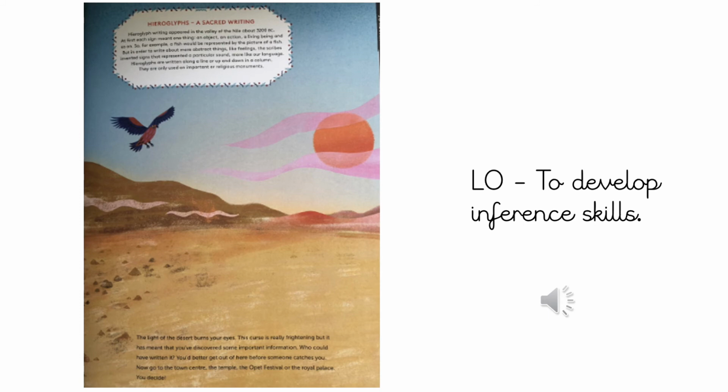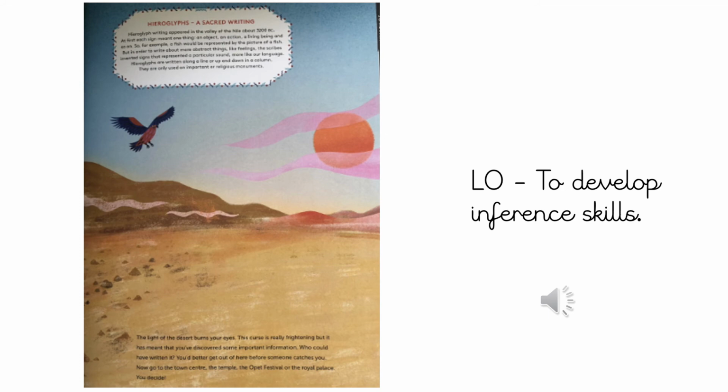Hieroglyphs, a sacred writing. Hieroglyph writing appeared in the Valley of the Nile around 3200 BC. At first, each sign meant one thing, an object, an action, a living being, and so on. So, for example, a fish would be represented by the picture of a fish. But in order to write about more abstract things like feelings, the scribes invented signs that represented a particular sound, more like our language. Hieroglyphs are written along a line or up and down in a column. They are only used on important religious monuments.